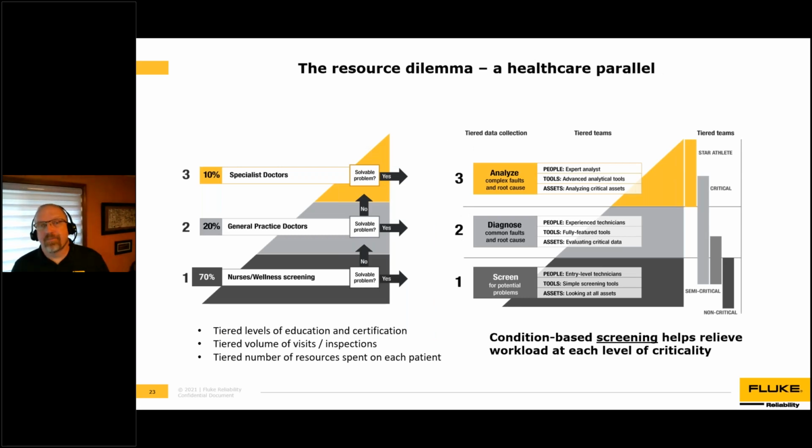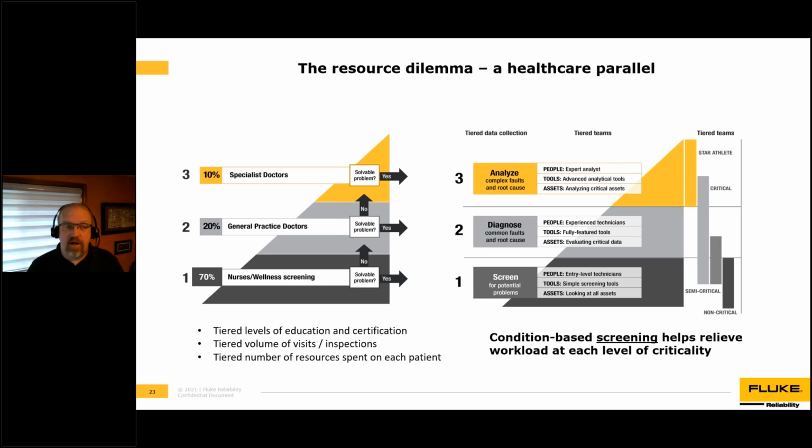The healthcare industry also deals with limited resources. They follow a tiered approach to handle this. You go into the doctor and generally you see a nurse practitioner. Most of those nurse practitioners can handle many of the screening and wellness check tasks without involving your doctor. When an issue exceeds that nurse's scope of training and experience, your family doctor comes in and can probably diagnose most common problems and provide a treatment plan. For problems beyond the family doctor's scope, you may be referred to a specialist with advanced training and experience.